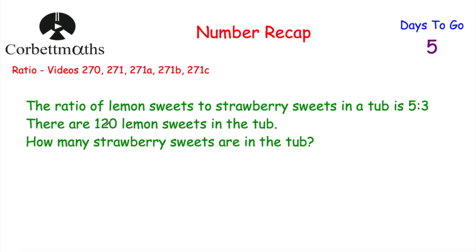Or a quick way to do that would be to look at the lemon sweets. There's 120 lemon sweets, and divide that by its number in the ratio. So 120 divided by 5, because the 5 parts is lemon. 120 divided by 5 is equal to 24. So there's 24 sweets in one part, and then multiply by the strawberry sweets number in the ratio, which is 3. So 24 multiplied by 3 is equal to 72. So that means there's 72 strawberry sweets in the tub, and that's it.